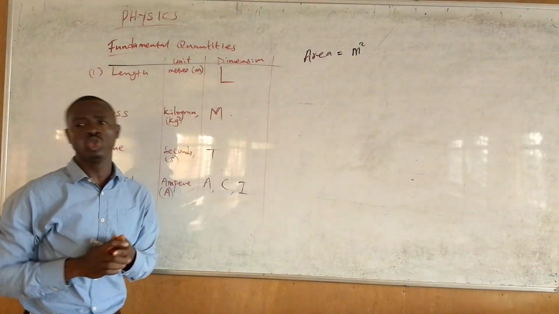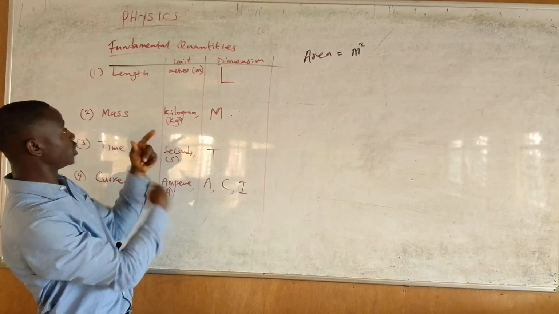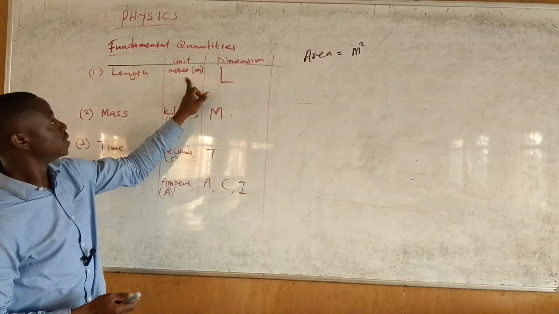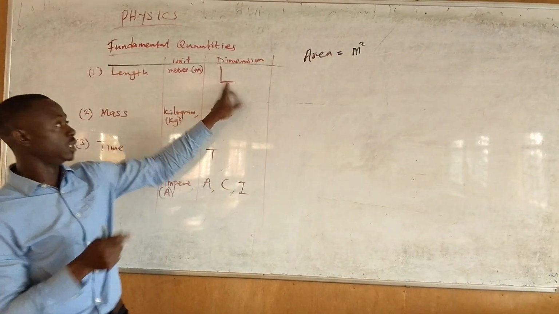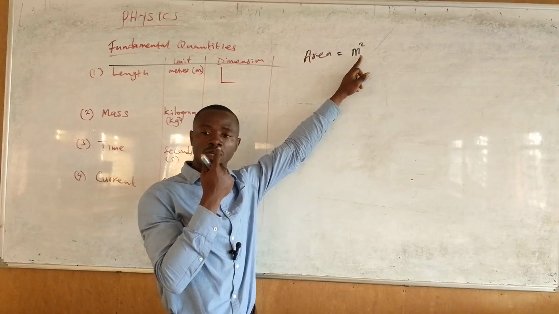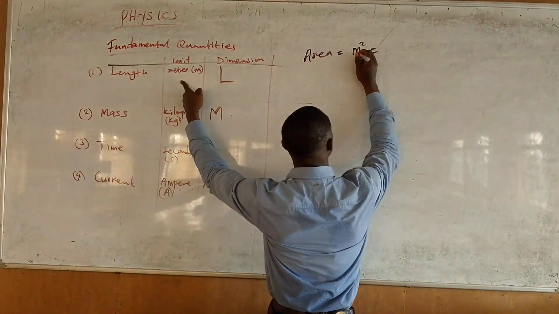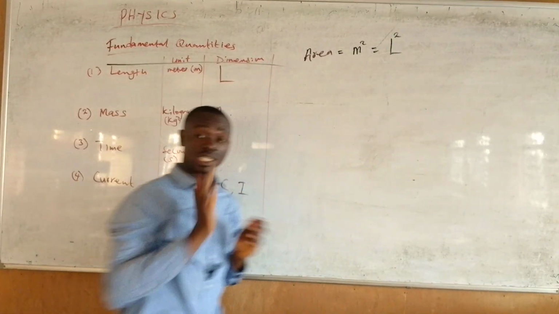But we are not dealing with units. So you should be able to move from unit to dimension. So what's the dimension for length, whose unit is meter? That's L. Now, what's going to be the dimension for area, whose unit is meter square? Just change this meter square now to L. So we are going to have L square. So it's as simple as that.